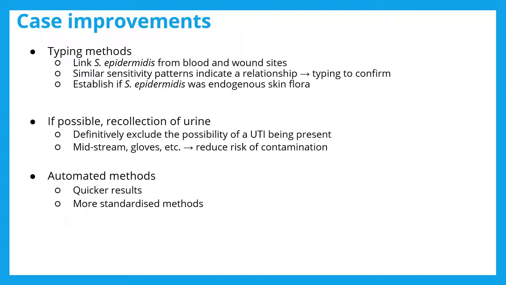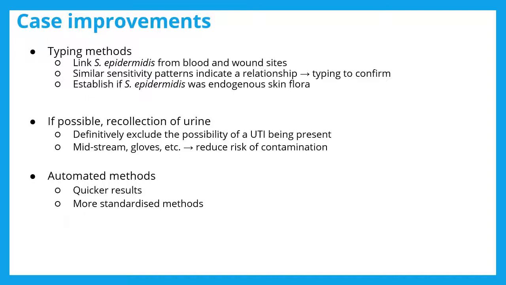There are a number of improvements which could be made, both to this particular scenario and to other similar situations in the future. Typing methods could be used to determine the strains of Staph epidermidis recovered from the blood and wound sites. This information will be useful in concluding if it was the same strain that was present in the 2 sites, and hence if the presence of Staph epidermidis in the blood was directly related to its presence in the wound. By looking at the similarities and sensitivity patterns, a relationship is quite possible, but typing would be needed to confirm this. In addition to this, typing could also be used to establish whether the bacteria originated from the patient's endogenous skin flora or if it came from some other outside source.